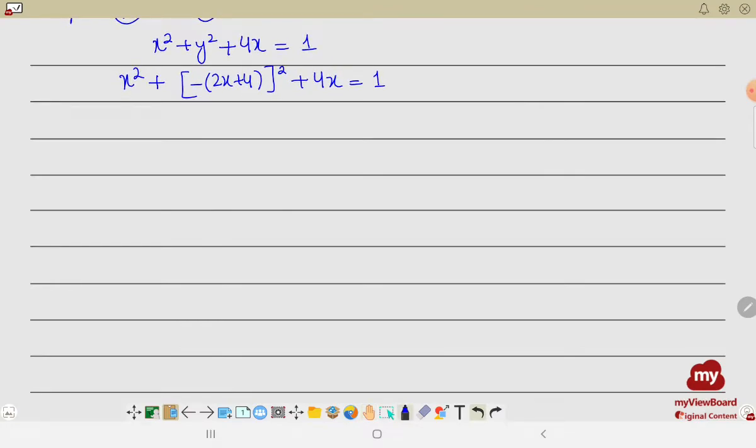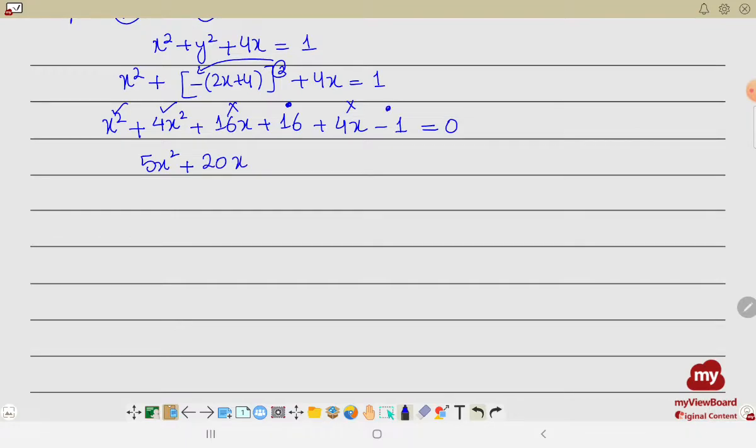We can easily find out the value of x now. This square is on minus sign too. When it is on minus sign, it will become plus. When it is on 2x plus 4, we'll open the formula. It will become 4x square plus 16x plus 16 plus 4x minus 1 equals 0. So we'll just solve it further. X square plus 4x square becomes 5x square. 16x and 4x becomes 20x, and plus 16 and minus 1 will become plus 15.